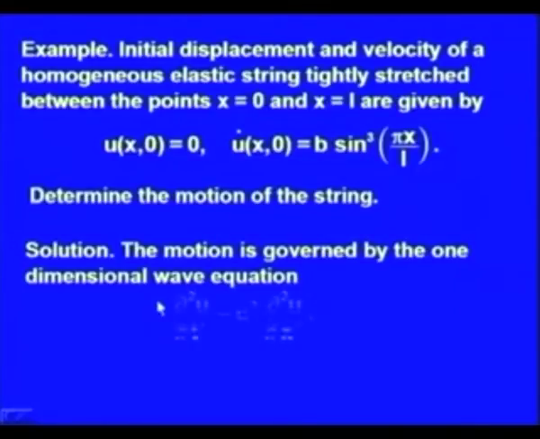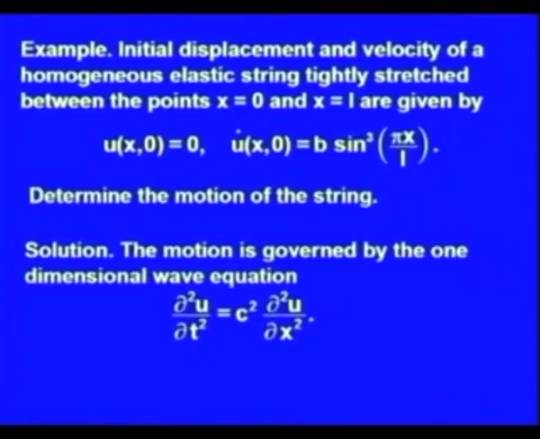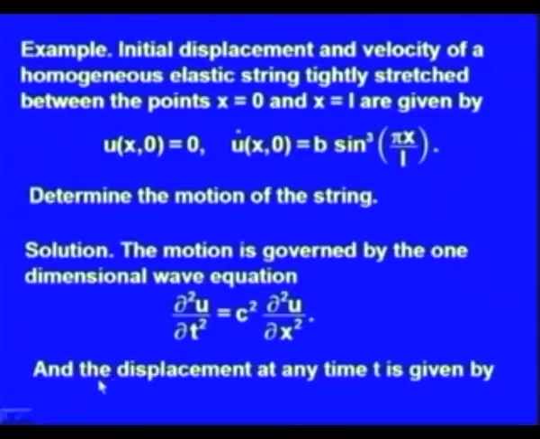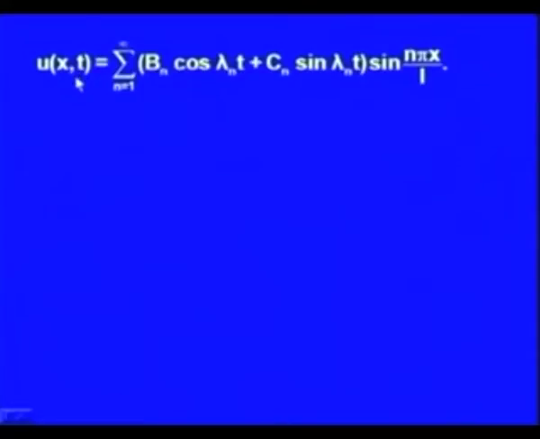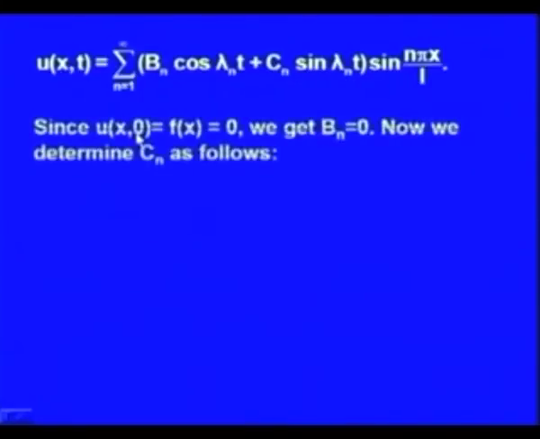Now, we know that the motion is governed by the one dimensional wave equation, ∂²u/∂t² equal to c² ∂²u/∂x², and the displacement at any time t is given by u(x, t) equal to sigma n equal to 1 to infinity (B_n cos λ_n t plus C_n sin λ_n t) into sin(nπx/L).